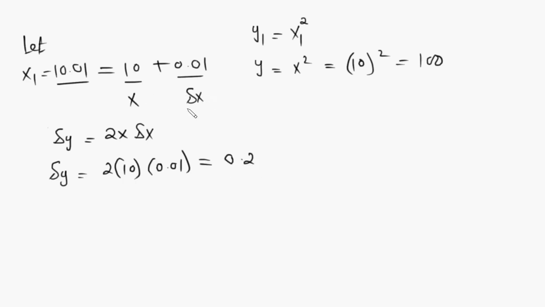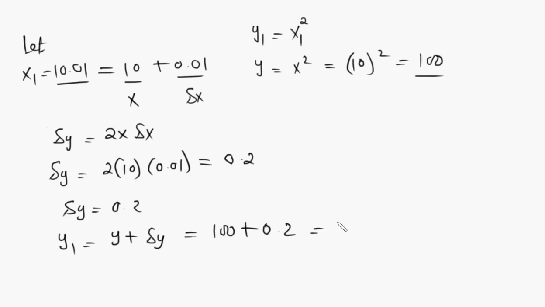So if x changes by 0.01, y will change by 0.2. So if this is my delta y, 0.2, my y1 will just be equal to y plus delta y. My y is 100 and my delta y is 0.2. So I obtain 100.2. So x1 squared, which equals y1, that is 10.01 squared, is just equal to 100.2. There. So this is the second part of the question, so it's also answered. Let's see the second example now.